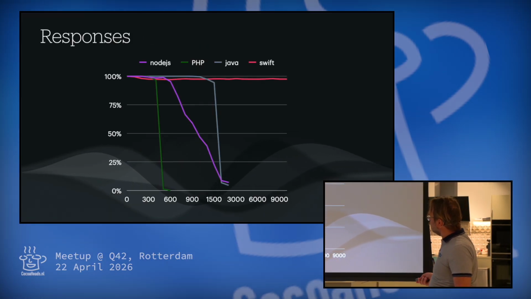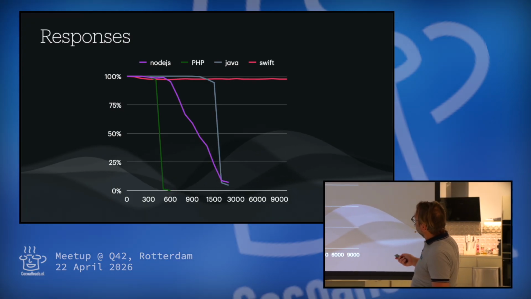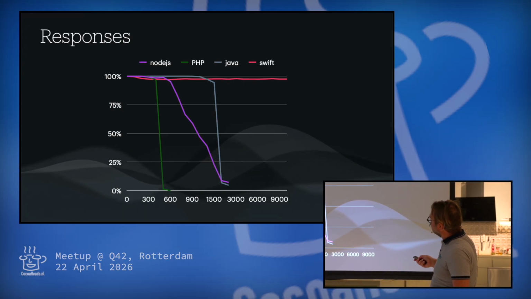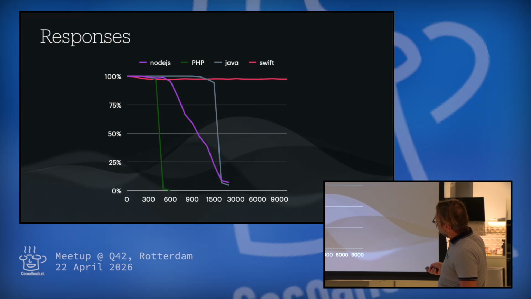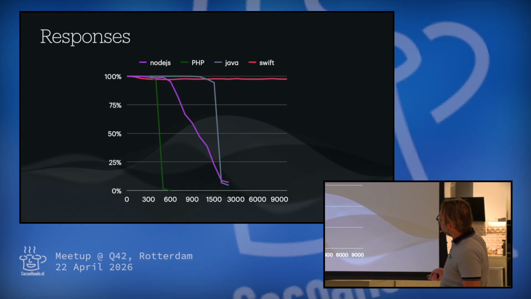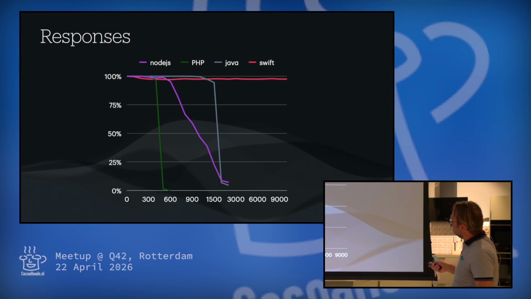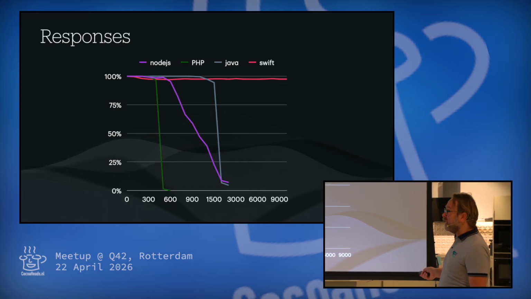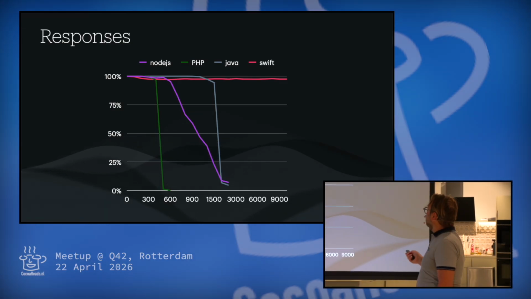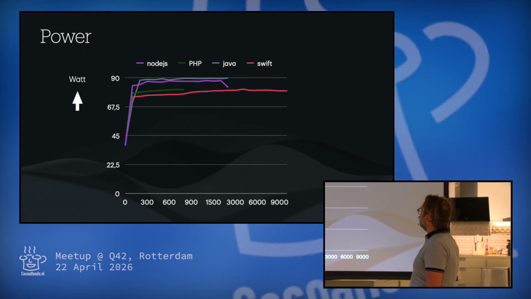Here you see I probably should have said that, but I don't know. Here you see the responses. So when you do PHP, you get a nice response until you hit about 400 concurrent requests, and then it drops down sharply. JavaScript, Node.js, we saw earlier, it goes very slowly down. Java stops there, and Swift keeps on going. So I do 9,000 concurrent requests, and it still just keeps on going. So that's strange. When does it stop?